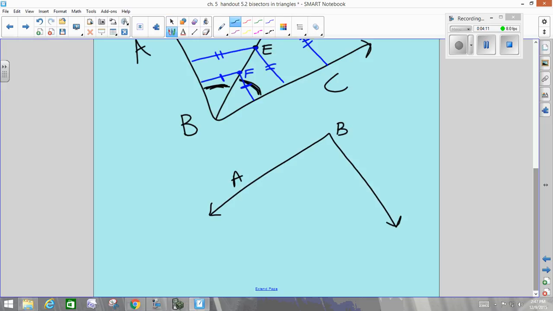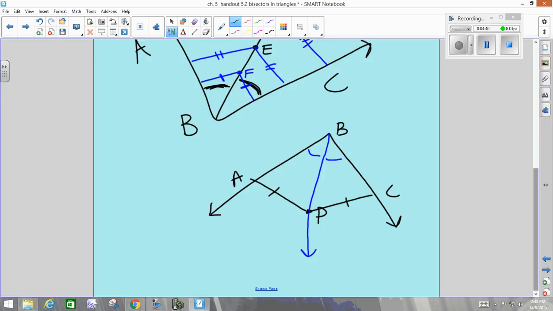If you have an angle and a point in the interior of it, P is on the inside of the angle, and the distance from P to each side of the angle is the same, then you can conclude that PB is an angle bisector. So if you have a point on the inside of an angle and it's the same distance from each side, then it's got to be sitting on the angle bisector. With me? That'll make more sense as we keep going.